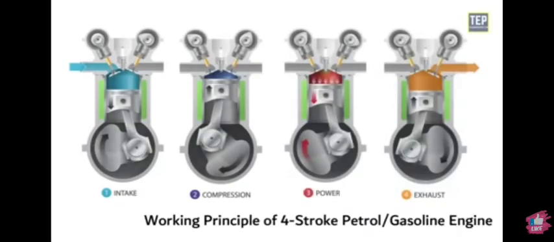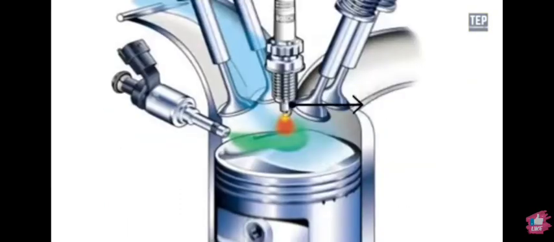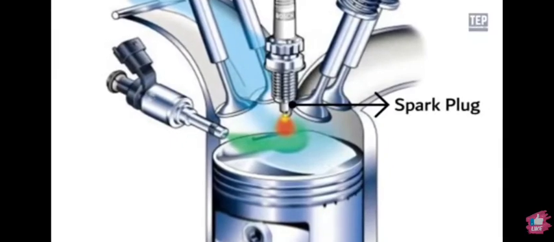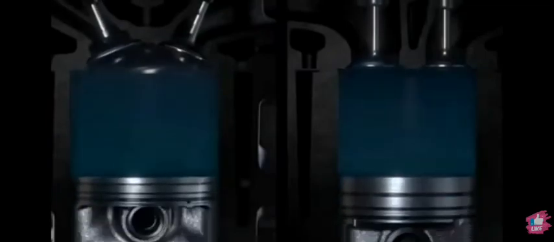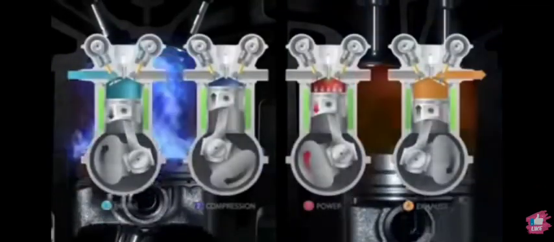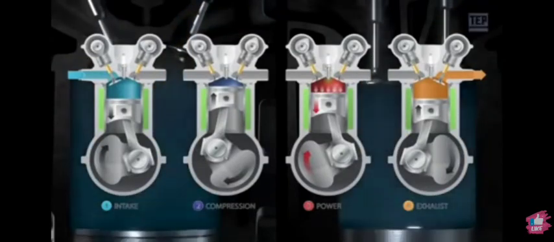The petrol engine works on the principle of Otto cycle, also known as constant volume cycle. The spark plug fitted at the top of the cover initiates the ignition of the petrol. In a 4-stroke engine, all the events, that is intake, compression, power, and exhaust, are completed in 2 revolutions of the crankshaft. They are as follows.